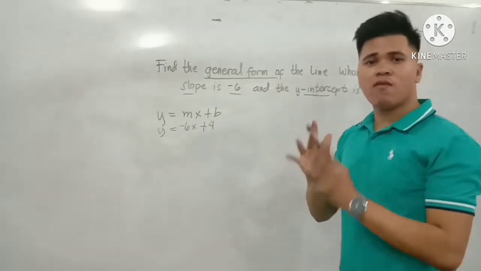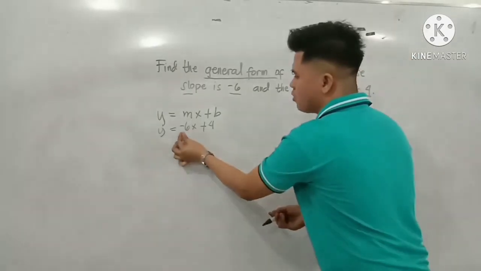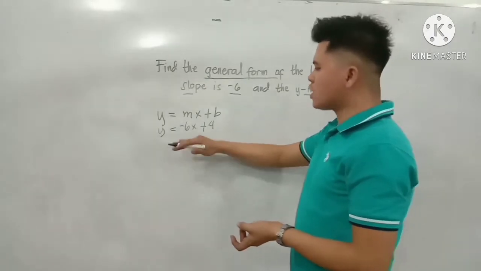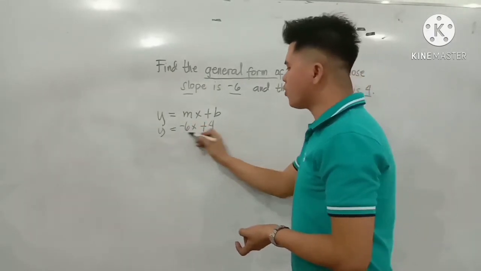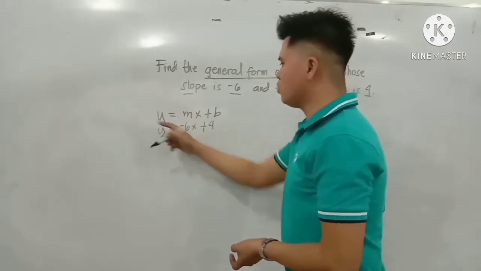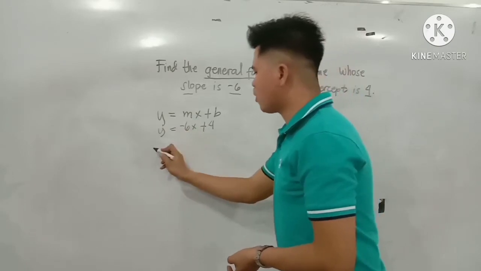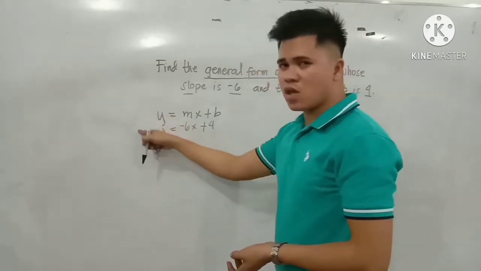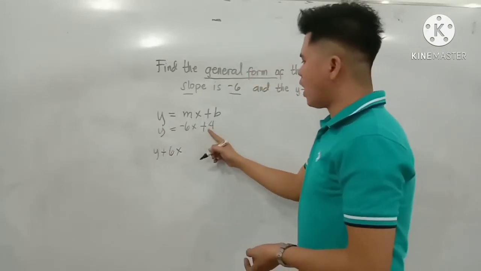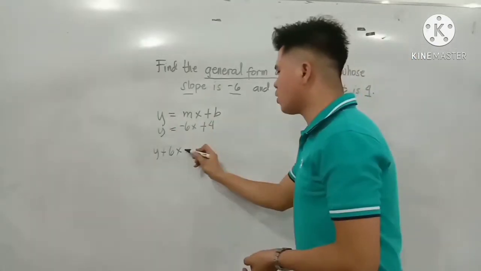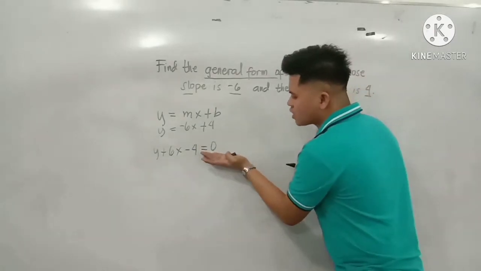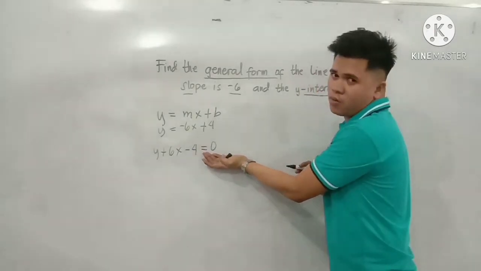So again, the general form of the equation, the right sides of the equation must be 0. So this means we simply transpose all the terms on the right sides to the left sides of the equation. So we have to transpose negative 6. So copy y. If we transpose negative 6, it becomes now positive 6x. Then our positive 4, if we transpose, it becomes now negative 4, then equals 0. Now, our right side is 0. We can say this is now the general form.